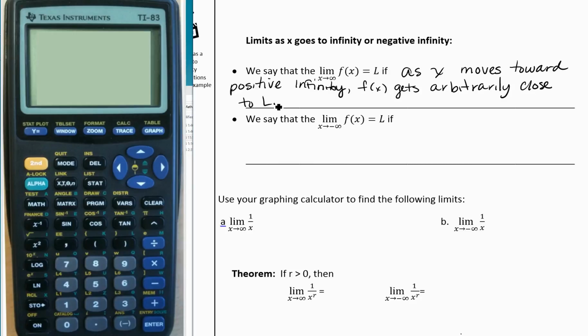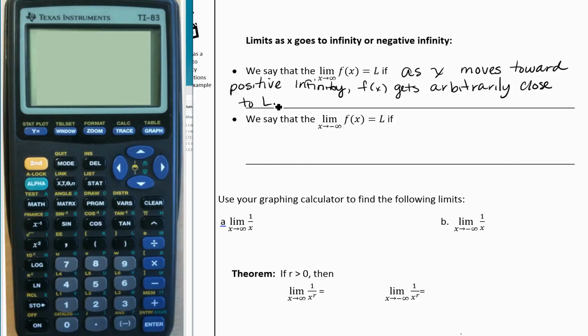So we're saying as x goes to the right or toward infinity, the y values get closer and closer and closer to L. So as you go more toward the right, your f of x values are getting even closer to L.